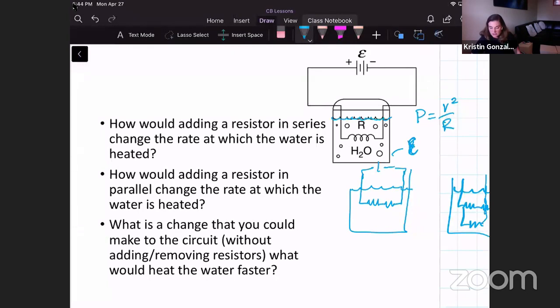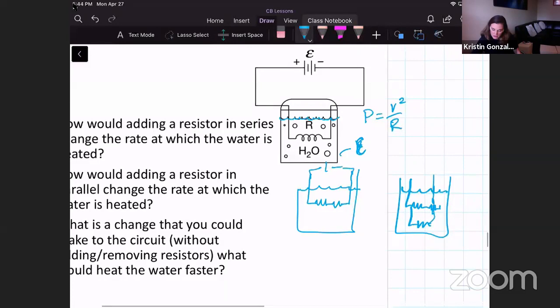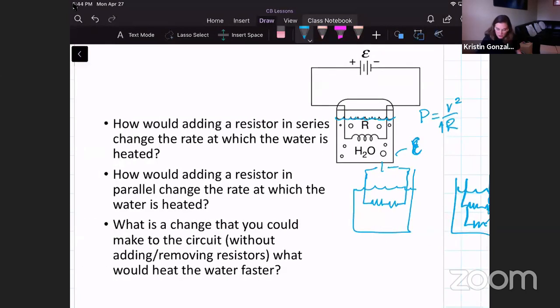If I add another resistor in series, what does that do to our total resistance? It's going to increase it. And if I increase that resistance, what does it do to my power? It's going to decrease it. So I'm going to decrease the power, which is going to make it take longer for me to heat up my water. I need more time to get the same amount of energy than I had before.